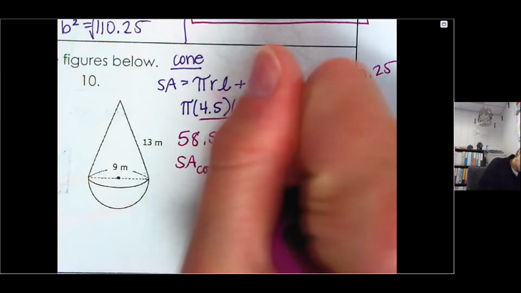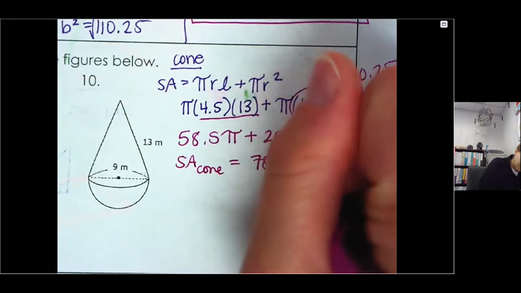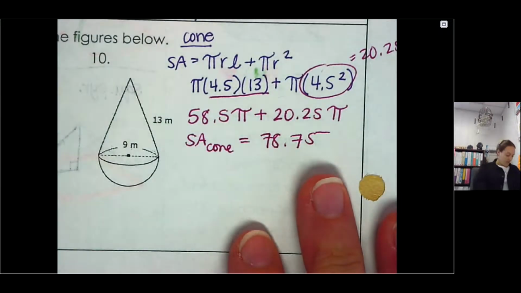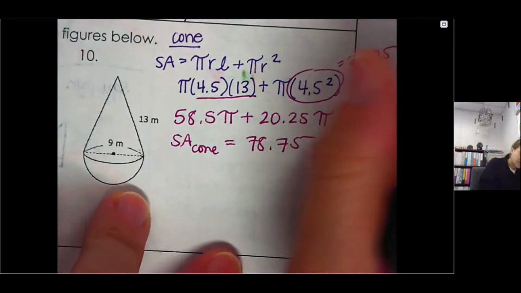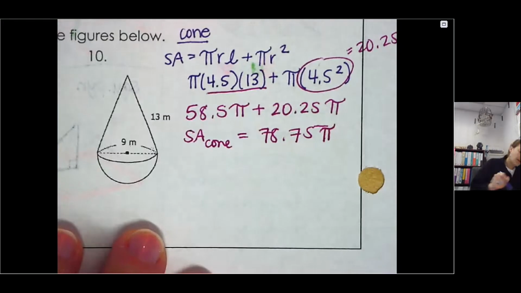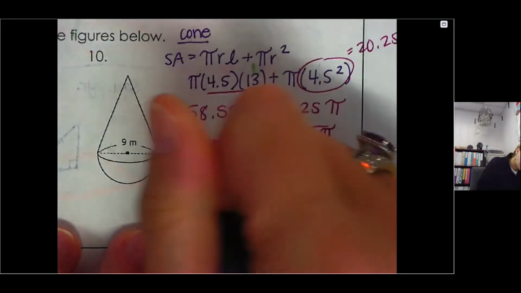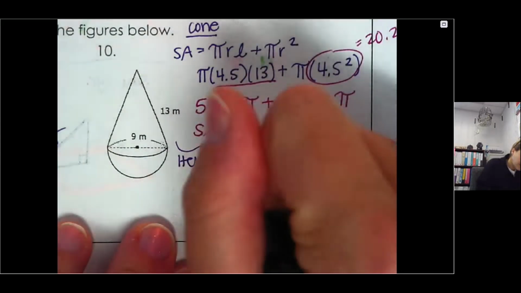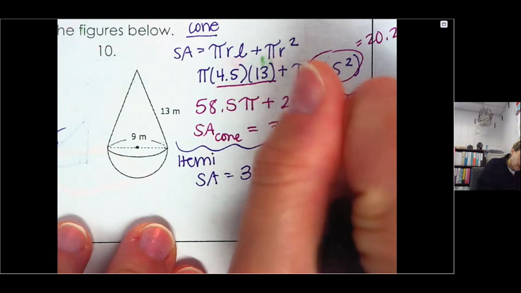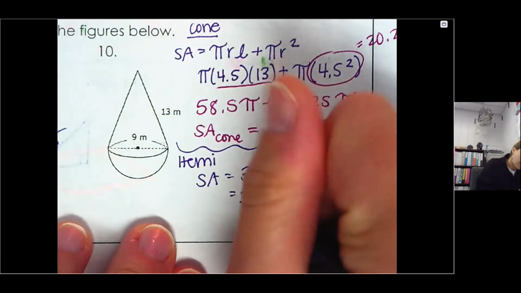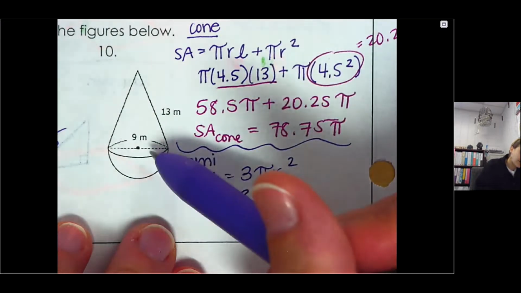I get that the surface area of the cone is 78.75 pi, obviously meters squared. Forgot that pi. Well, that's important. Okay, that's the cone. Now we'll do the hemisphere. So hemisphere is 3 pi r squared. So my radius is the same radius as the cone, it's 4.5.